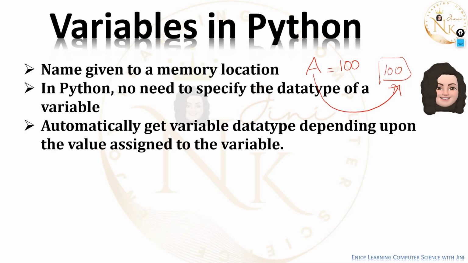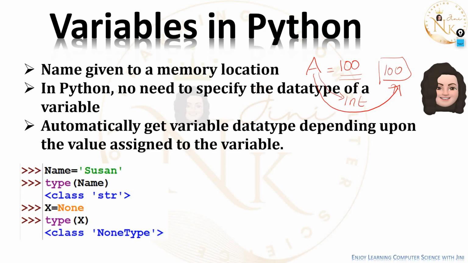It is not necessary to declare the data type of a variable in Python. Automatically Python will assign the data type of the value which is set. For example, what is the data type of 100? It is integer. So what is the data type of the variable A? It is integer. You can see here I have assigned name is equal to Susan. What is the data type of Susan? It is a string. So the variable name is also a string.